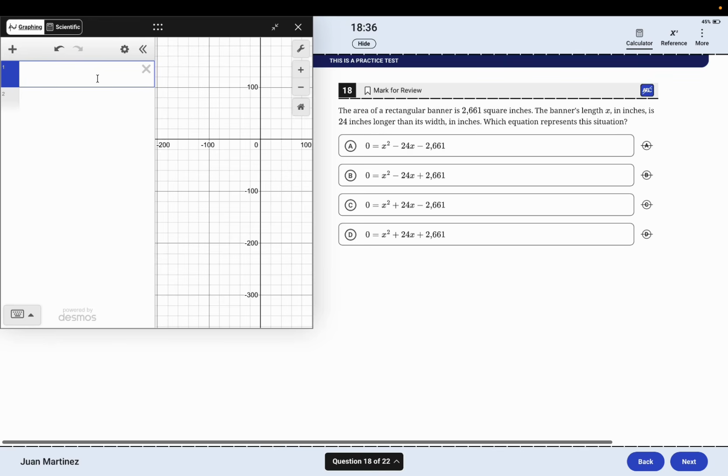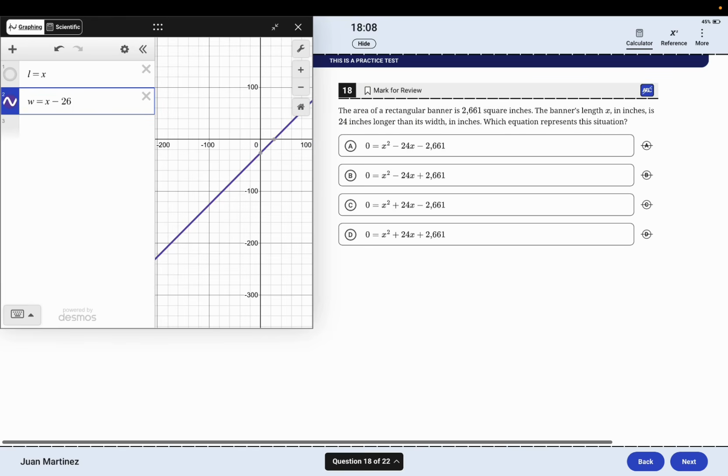Okay, so the area of a rectangle is length times width, right? So we're told that our length is x. Let me take that away. And we're told that our length is 24 inches longer than its width, meaning our width is 24 inches shorter than our length, which is x. So I'm gonna just say x minus 26.